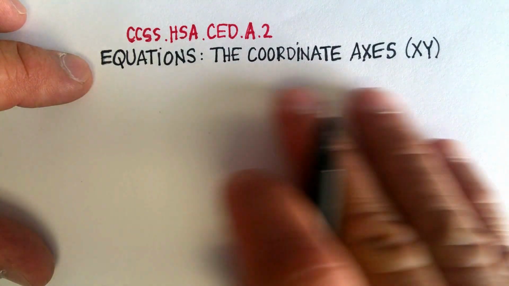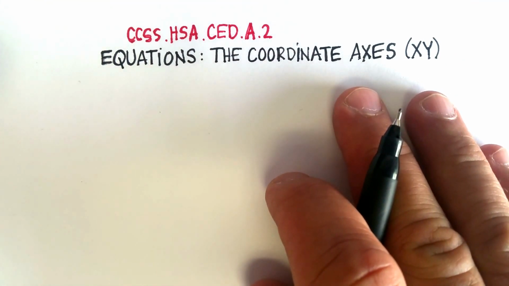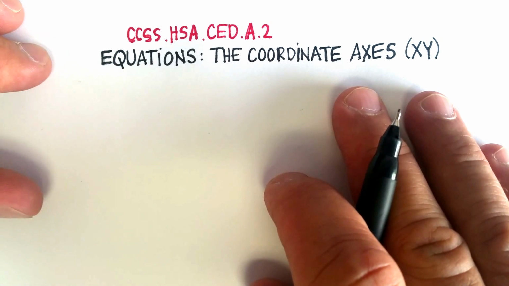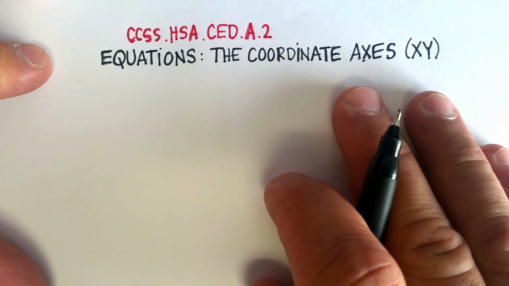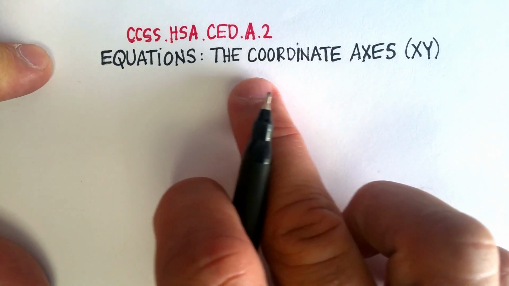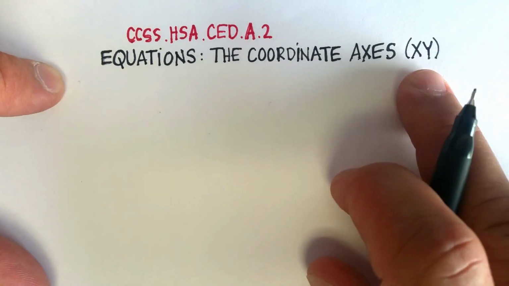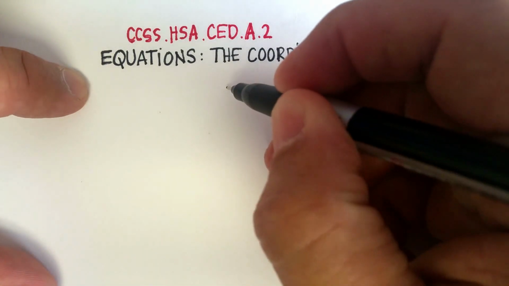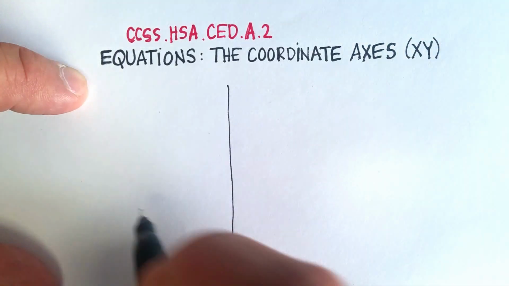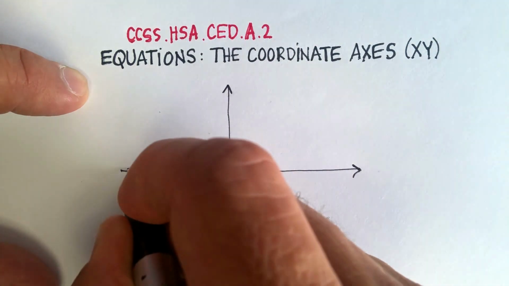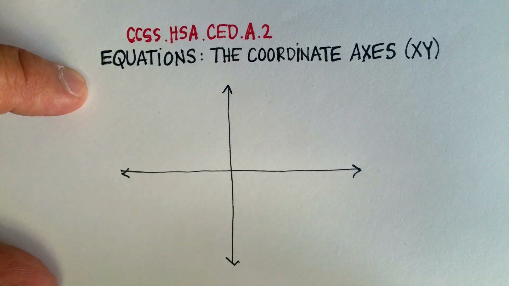Remember that algebra is a language, and it's trying to translate what's happening in reality into symbols and variables and numbers that exist in the language called mathematics. Now, one of the tools we have, where we can graph or translate some of this reality, is called the coordinate axes, or the XY axes. And basically, you've seen something that looks like this before, I'm pretty sure. So let's just talk a little bit about what that is.